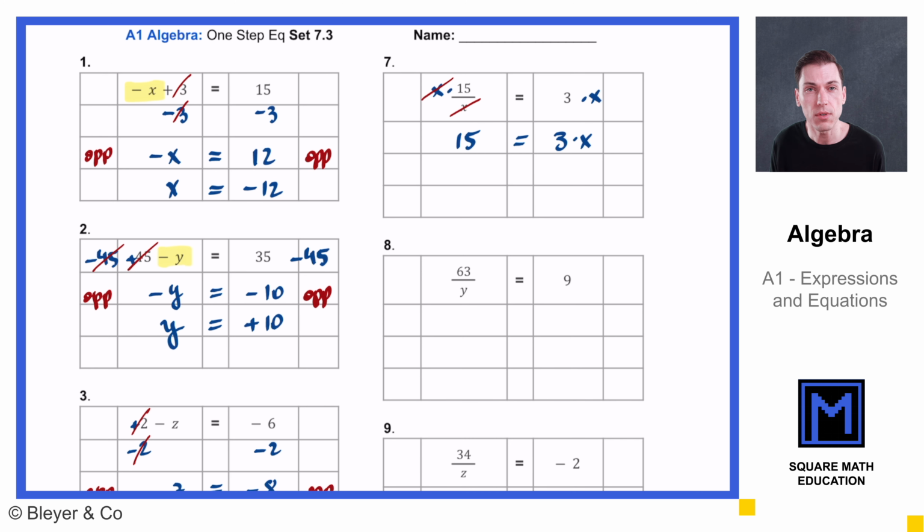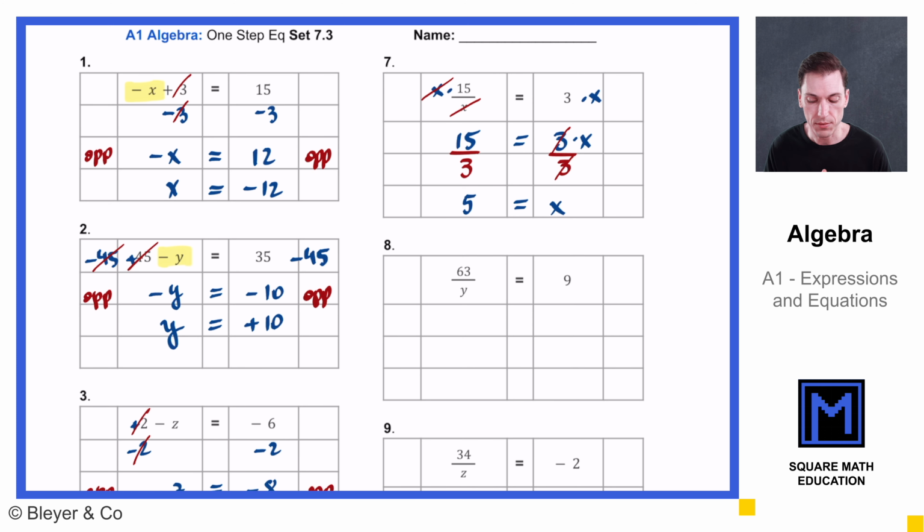15 equals 3 times x. To isolate x, to get x alone, we need to undo the 3. So since it's 3 times, we're going to divide by 3. Let's divide this side by 3. Let's divide the other side by 3. That is our inverse operation. Equals under the equal sign. And 3 divided by 3 is 1, so we have only x on this side of my equation. And on the other side, 15 divided by 3 is 5.